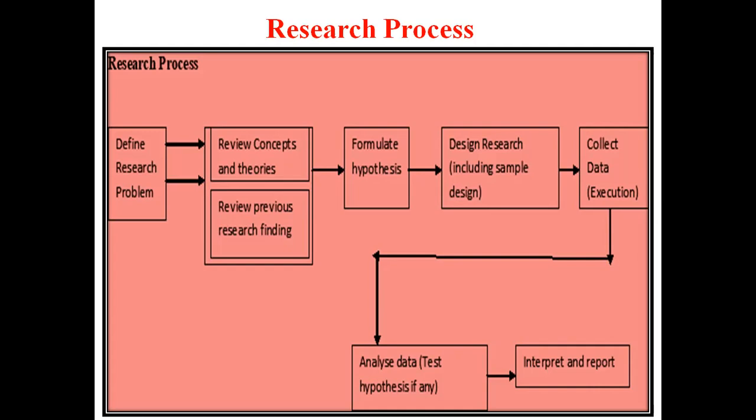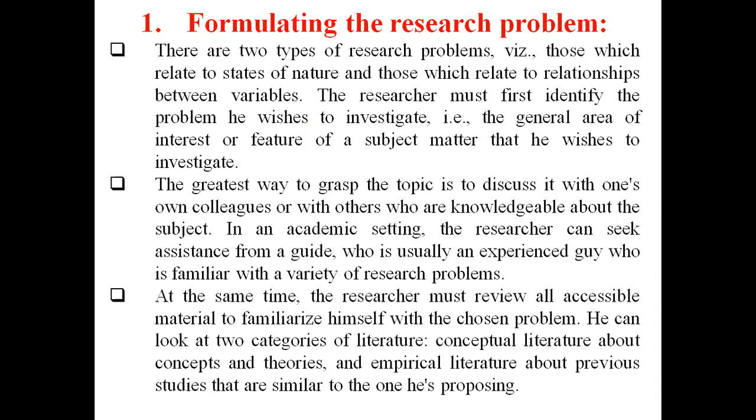Next, we will discuss elaborately which research process we are required to follow. Then, formulating the research problem as a first step. There are two types of research problem: those which relate to states of nature and those which relate to relationship between variables. The researcher must first identify the problem he wishes to investigate. That is, the general area of interest or feature of a subject matter that he wishes to investigate.